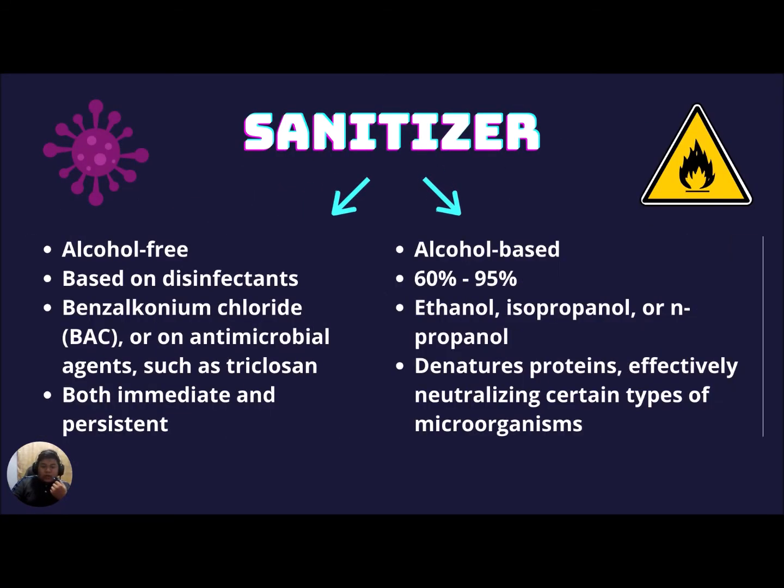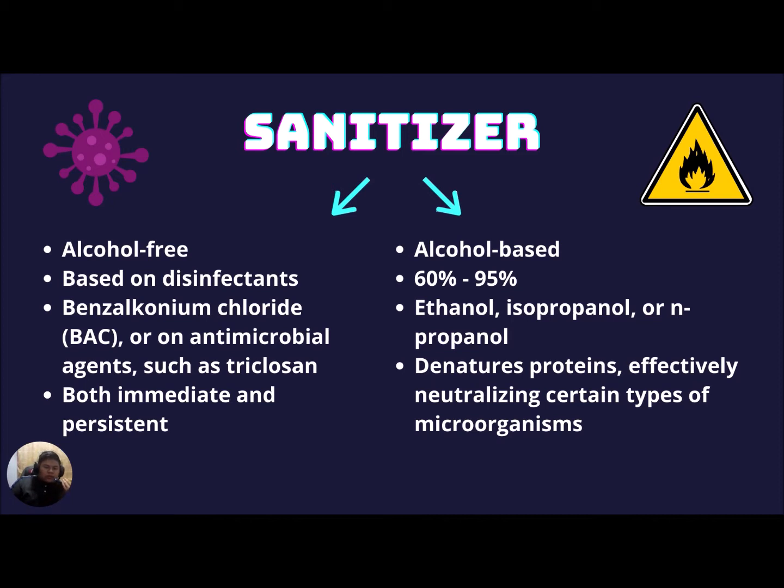So we go to sanitizer. First, we have two types of sanitizer. One is alcohol-based, containing 60% to 90% alcohol, which is usually in the form of ethanol, isopropanol, and propanol. Those concentrations of alcohol immediately denature proteins, effectively neutralizing certain types of microorganisms.